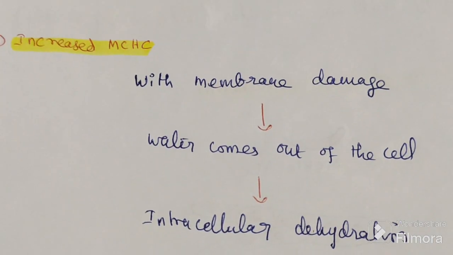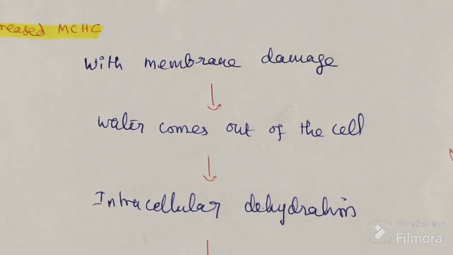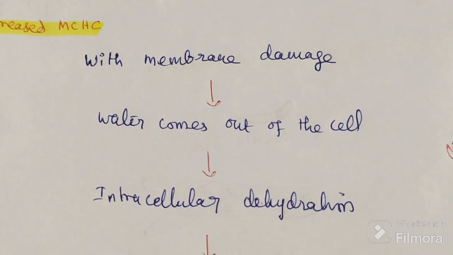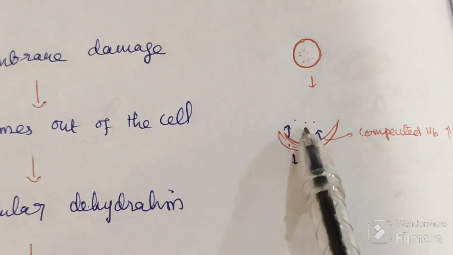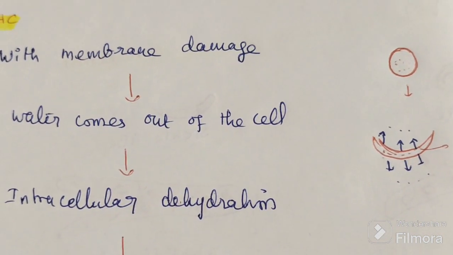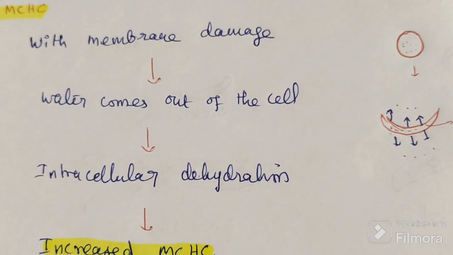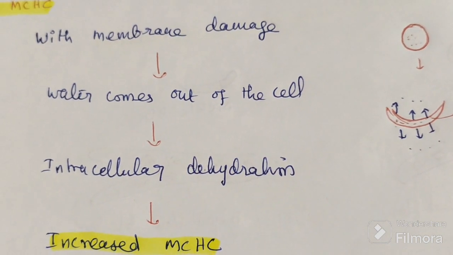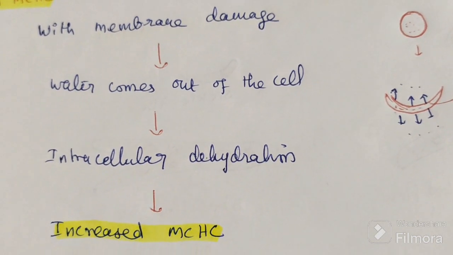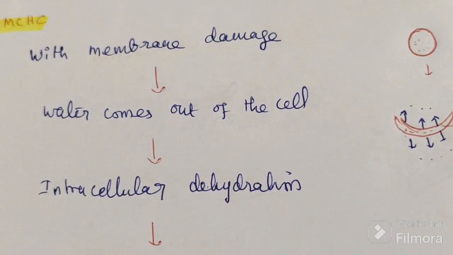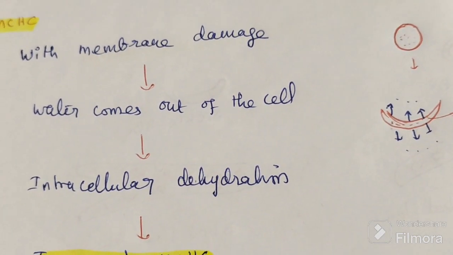Now the third problem, increasing MCHC. The problem is that when the membrane of the sickle shaped RBC is damaged, water will come out. So this one is damaged, so water molecules will come out. It will lead to intracellular dehydration, and it increases the mean corpuscular hemoglobin concentration. So all the water molecules will come out, leading to increased MCHC.